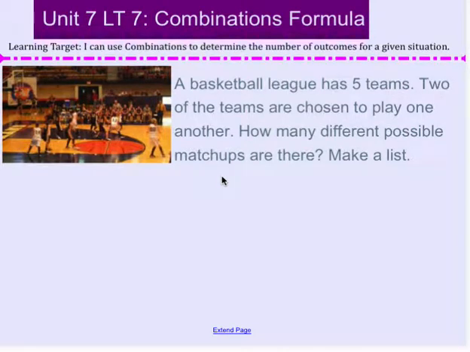So we're going to be talking about the combinations formula. So let's go ahead and take a look at that combinations formula. Today we're just going to do a word problem, so I just want you to pay attention. You don't actually have to write anything down for this one because I know it's not on your note sheet.